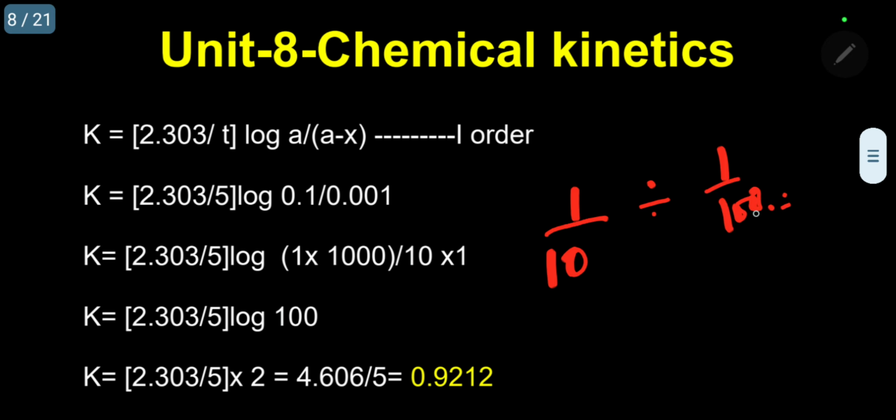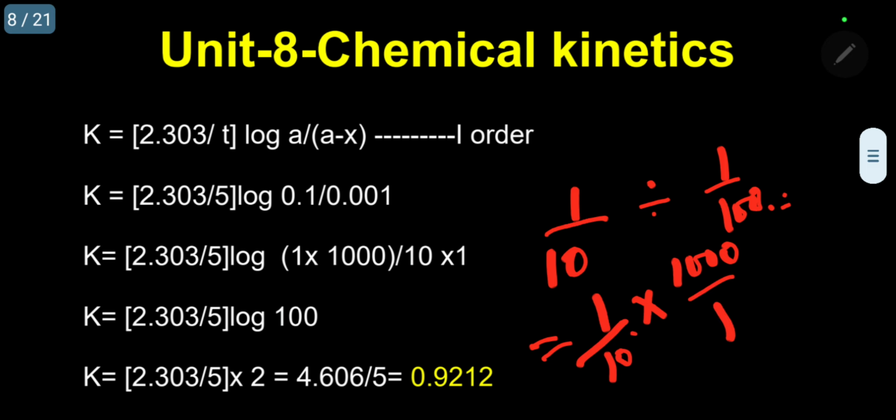So automatically what will happen? This we can write now, 1 by 10 into 1000 by 1. So 10 cancels, so 100. So 2.303 by 5 log 100. You know, log 10 is 1, log 100 is 2.